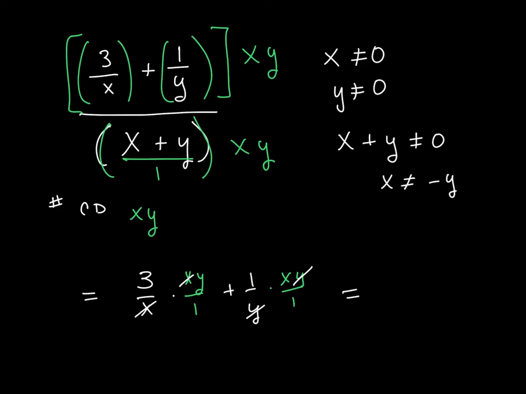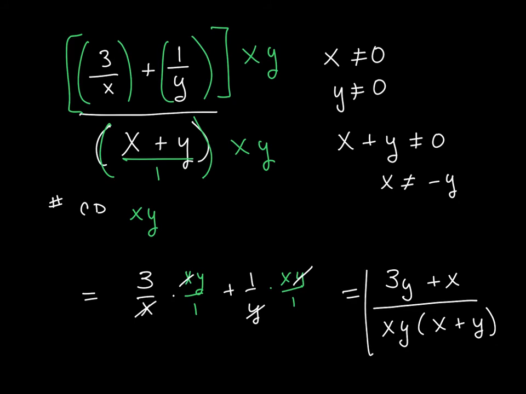We are left with 3y plus x. In the denominator, I am just left with xy times x plus y. That's it. That's all you can do with that. Just keep in mind that you do have that domain limitations that we said about in the very beginning.